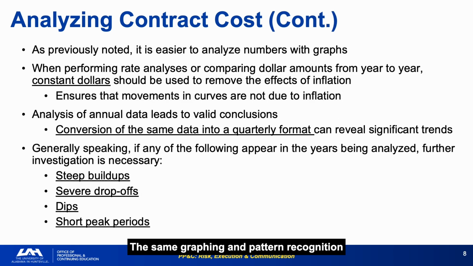The same graphing and pattern recognition principles from Course 3 apply directly to contractor cost data. Steep buildups, severe drop-offs, dips, and short peak periods are all signals that warrant investigation. Converting to constant year dollars before graphing is not optional. Inflation can make a flat-performing contractor look like they are growing, or a declining one look stable. Quarterly analysis reveals trends that monthly data can obscure and annual data can completely hide.